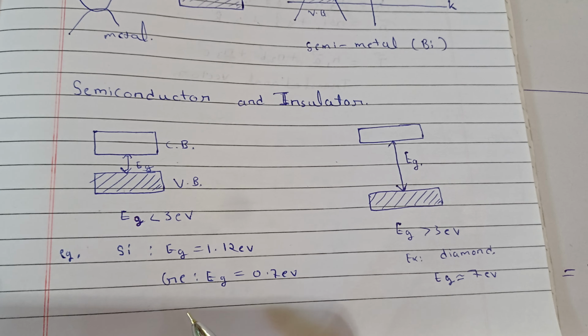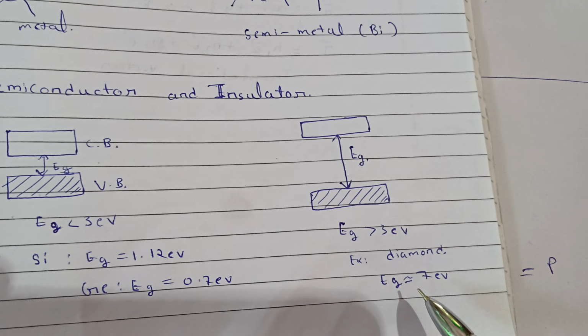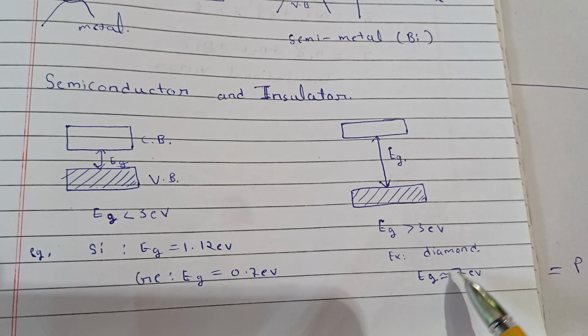Okay. Silicon and germanium are examples for semiconductors. For insulators you have diamond. Its energy gap is 7 electron volt.